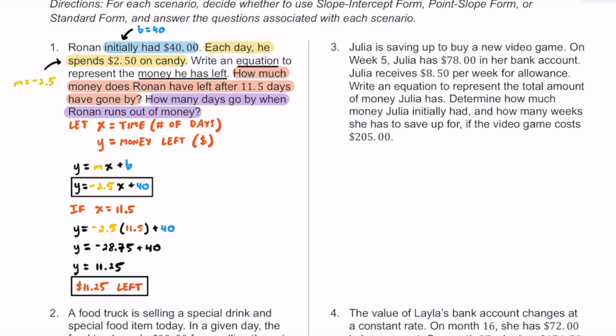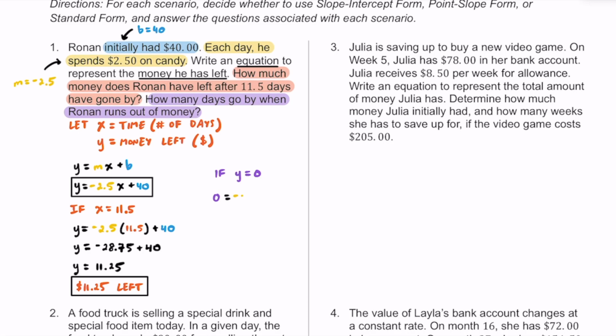Now, the last part of this problem is pretty interesting. The question is how many days go by? So they're asking us for the number of days, which means we're going to solve for x. It says how many days go by when Ronan runs out of money. So when Ronan's running out of money, how much money does he have? That means y is going to equal 0, because y represents how much money he has left. So let's substitute y equals 0 into our equation and then solve for x so we can find out when he runs out of money. If there's $0 left, how long would that take?